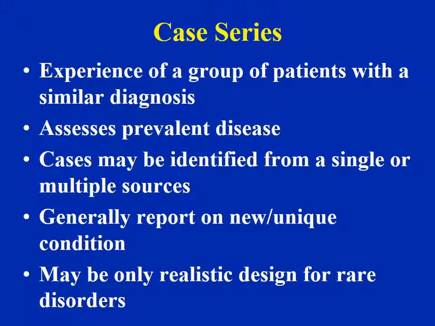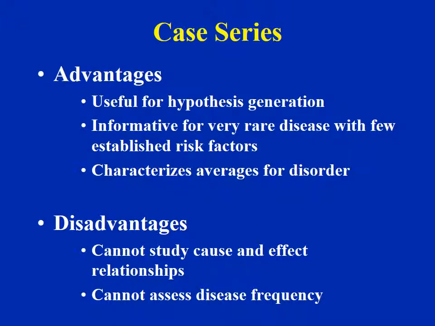Case series might look at a group of patients, look at the prevalence of disease, report on a new or unique condition, or for a very rare disorder, it might be the only appropriate design. Sometimes these are good for hypothesis generation. Again, good for very rare diseases that have few established risk factors. They can't study cause and effect, and they can't assess disease frequency because you're only looking at people that have cases and you don't know who the whole population that you're studying is.